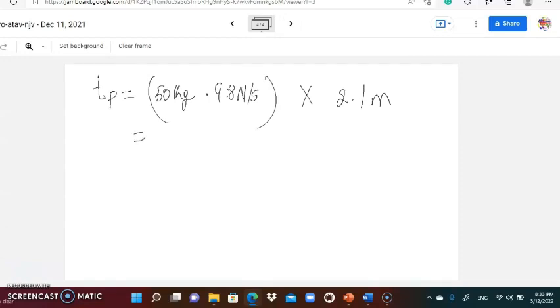And that is going to give us 50 kilogram times 9.8 meters per second times 2.1 meters, which is going to give us 1029 newtons. All right? Let us talk about the torque force of the ladder.